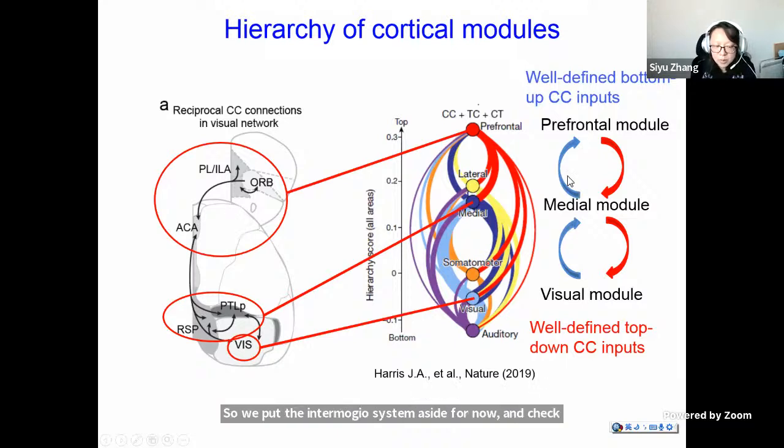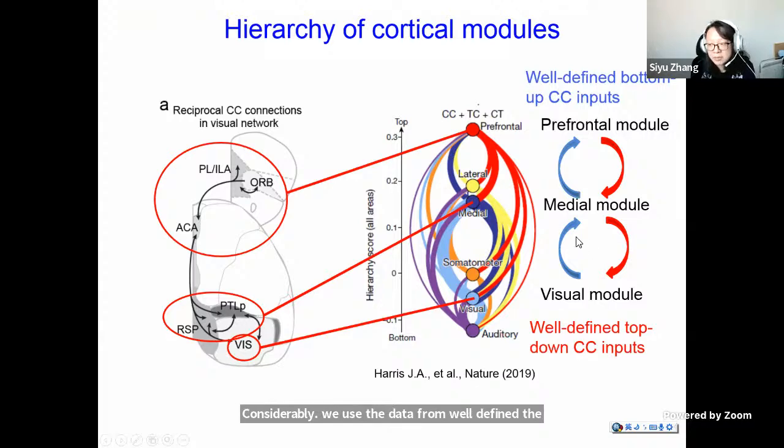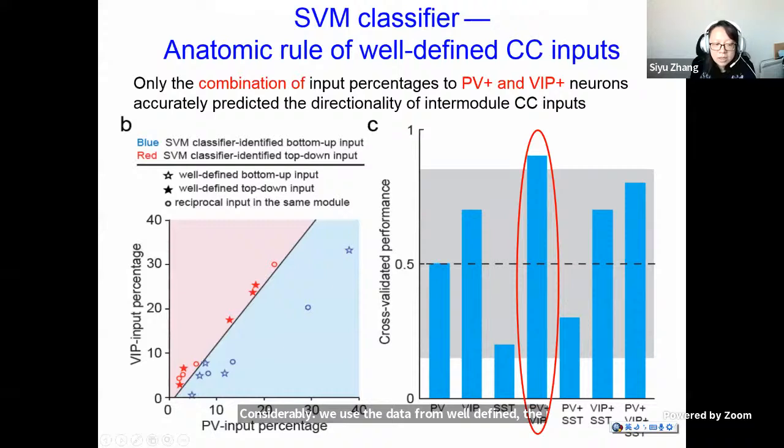To understand the relationship between the input directionality and the input patterns on interneurons quantitatively, we used the data from well-defined bottom-up and top-down CC inputs to train an SVM classifier. Here, panel C shows the cross-validated classifier performance. The gray area indicates the 95% confidence interval of classifier performance on shuffled data. So we can see that only the classifier trained with a combination of input percentages of PV and VIP neurons shows performance above the 95% confidence interval, indicating that only this classifier accurately predicts the directionality of well-defined bottom-up and top-down inputs.